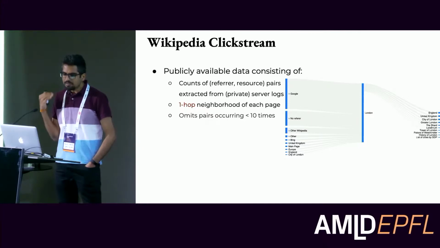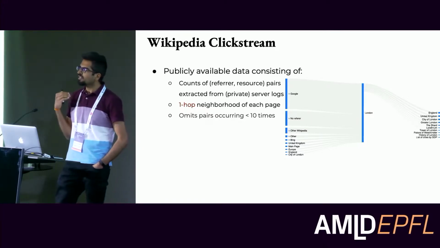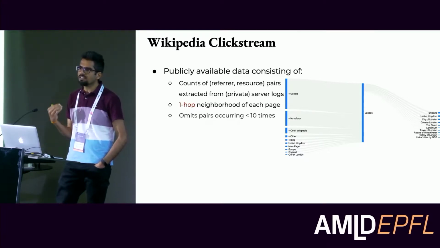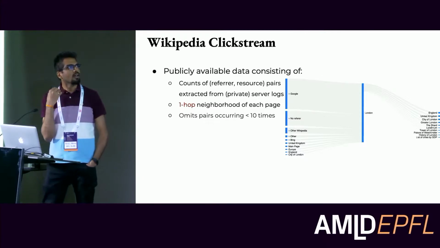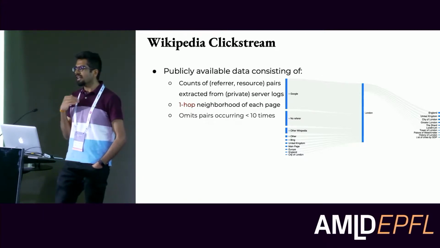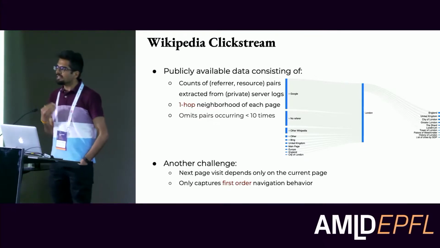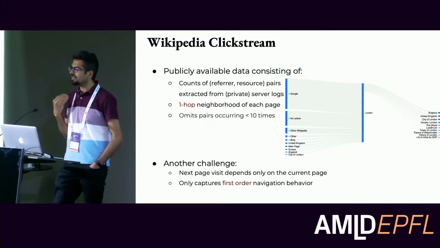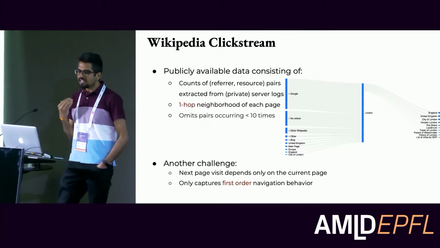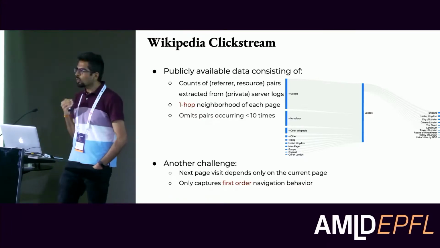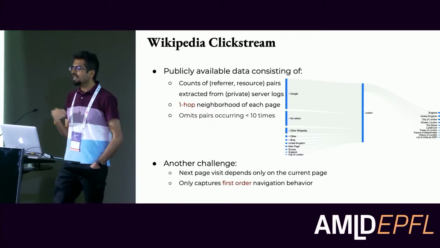So this can be seen as capturing the navigation that's observed in the first hop neighborhood of the network. And to further ensure privacy, every transition which is rare, and here the threshold is something that occurs less than 10 times, is also omitted from this data. While this is good news, that there is a publicly available resource that helps us understand how people navigate, another key challenge is that the next page visit, as we can see from this data set, only depends on the current page. In other words, it only captures the first order reader navigation behavior.